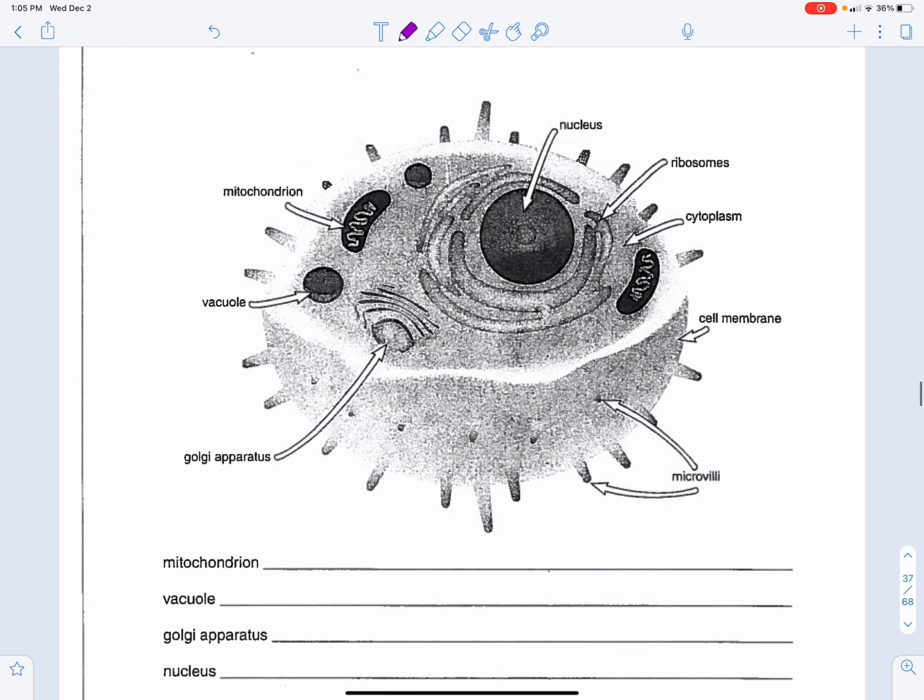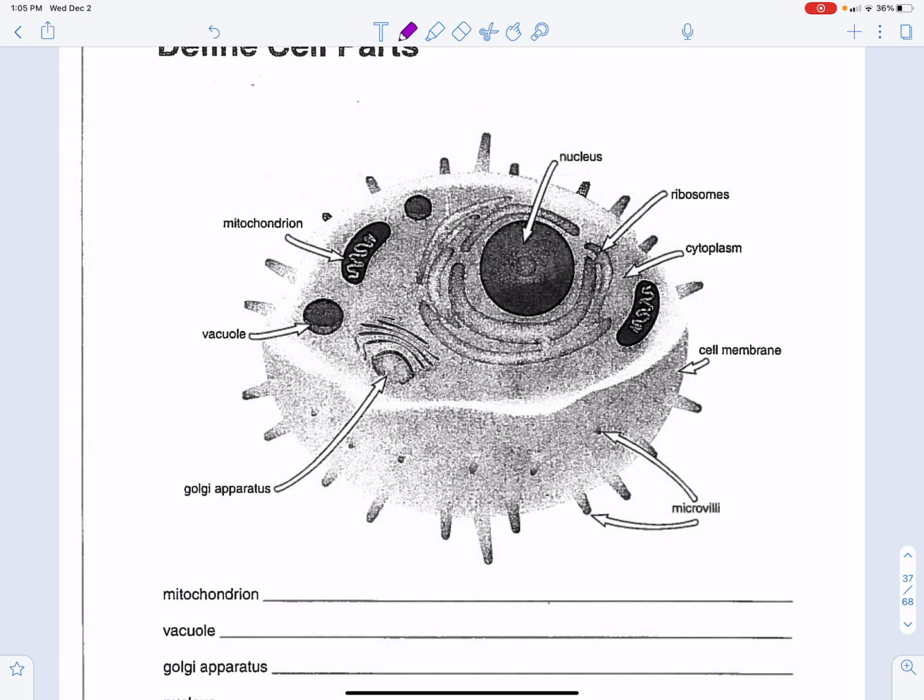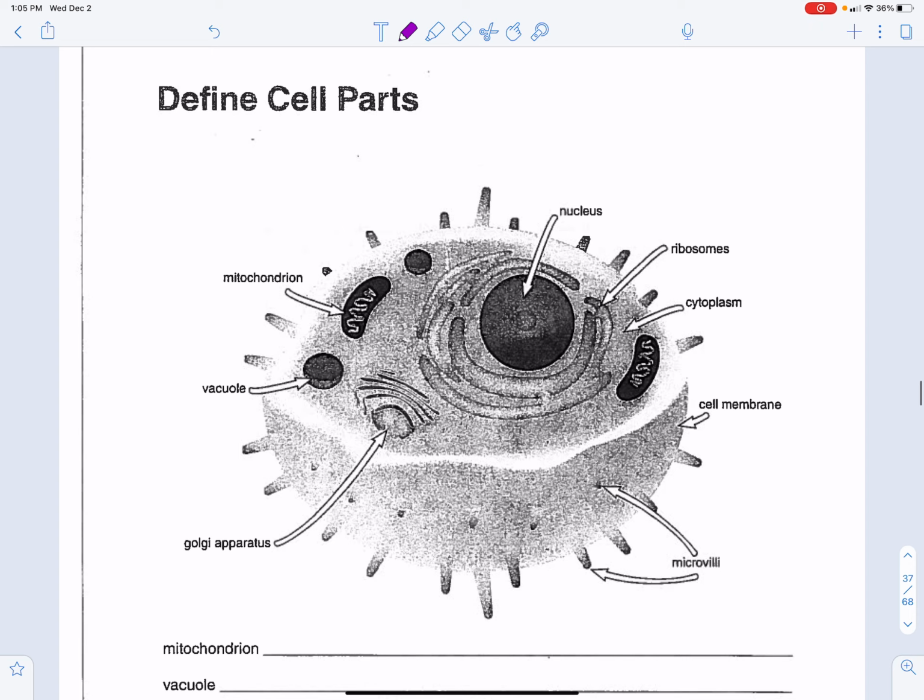Once again, here's another example. Just a different type of cell, just another shape, no big deal. And as I look through this, notice I don't see cell wall. I don't see chloroplast. And I don't see a vacuole. Okay, so because I don't see any of those, well, it does have a vacuole, but not a water vacuole. Because I don't see any of those, this must be an animal cell.